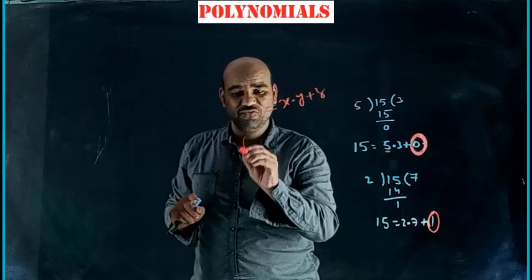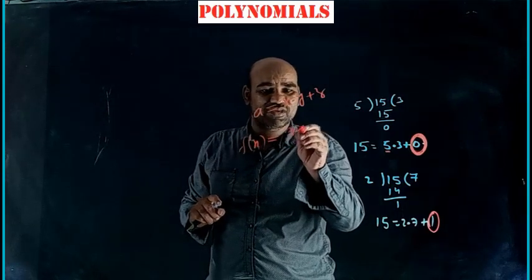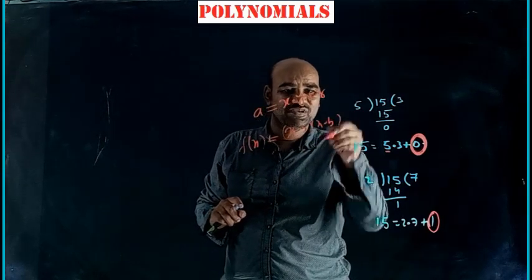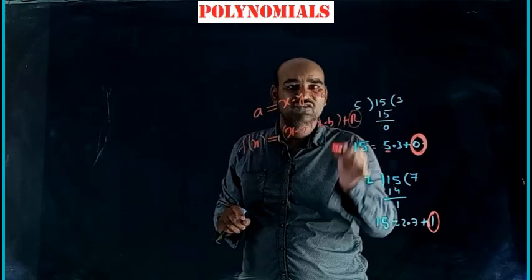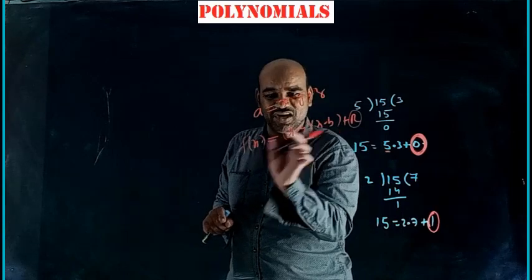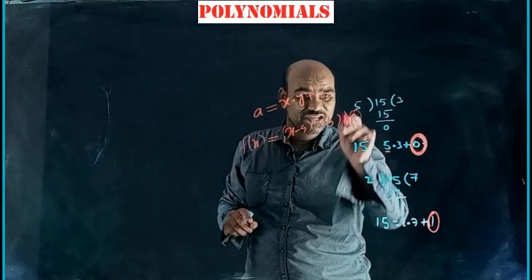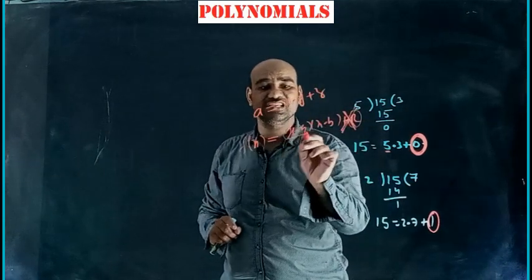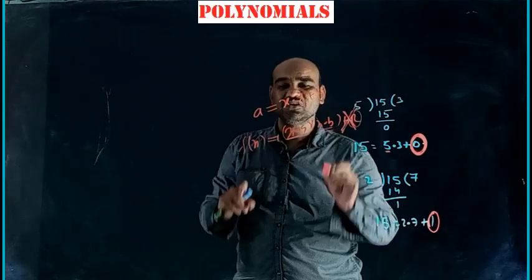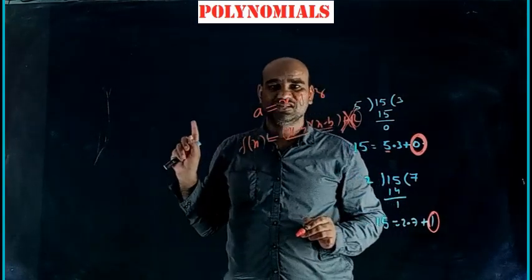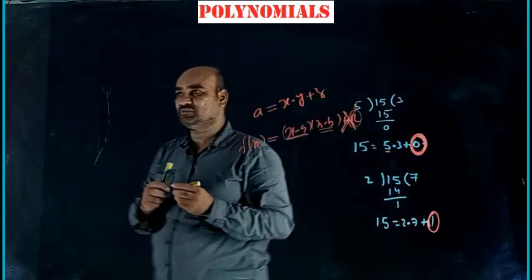Similarly, f of x is a polynomial. If this polynomial can be written as some x minus a into x minus b plus some r, then if this is non-zero, we can't say that x minus a is a factor of f of x and x minus b is a factor of f of x. If r equal to 0, then you can say that directly x minus a is one of the factors of f of x and x minus b is also another factor of f of x. So next theorem is factor theorem. Listen here.